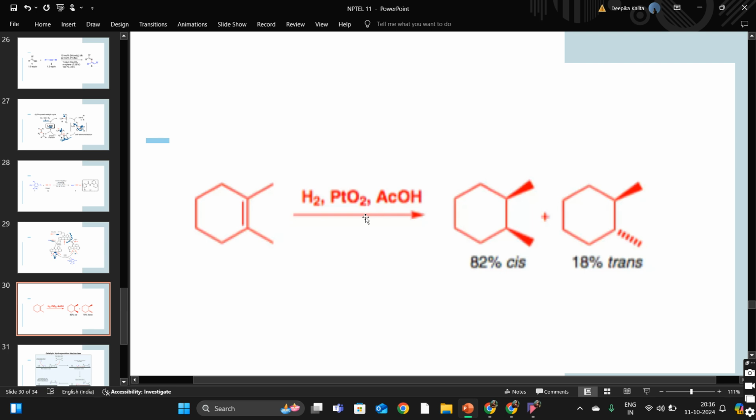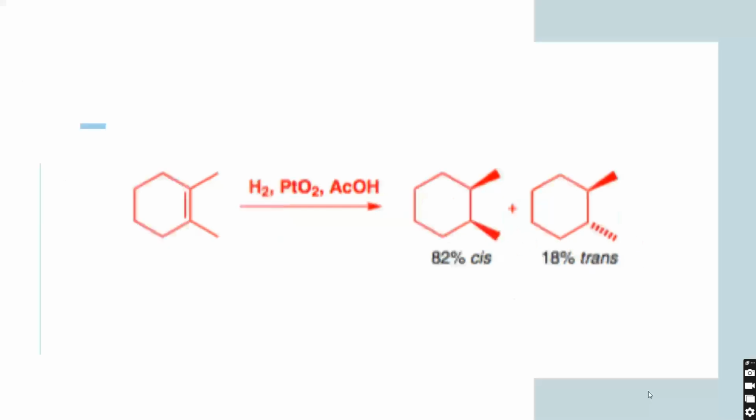Okay, so as you see that hydrogenation of this olefin using Adams catalyst is leading to the formation of major portion of the cis hydrogenation product and only 18% of the trans hydrogenation product. That means in 82% of the product, both the hydrides from the metal surface are coming from the same phase. Okay, both the hydrogens are adding from the same phase.